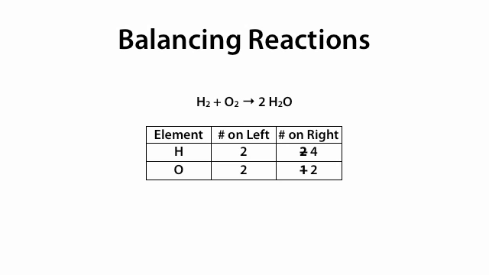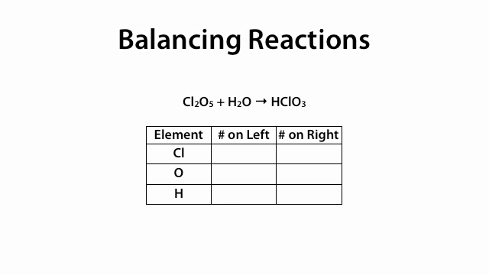How are we going to fix this? Well, we're going to want 4 hydrogens on the left side, so we're going to put a 2 in front of the H2. Now we have 4 hydrogens on the left and 4 hydrogens on the right. We have 2 oxygens on the left and 2 oxygens on the right, and this equation is now balanced.